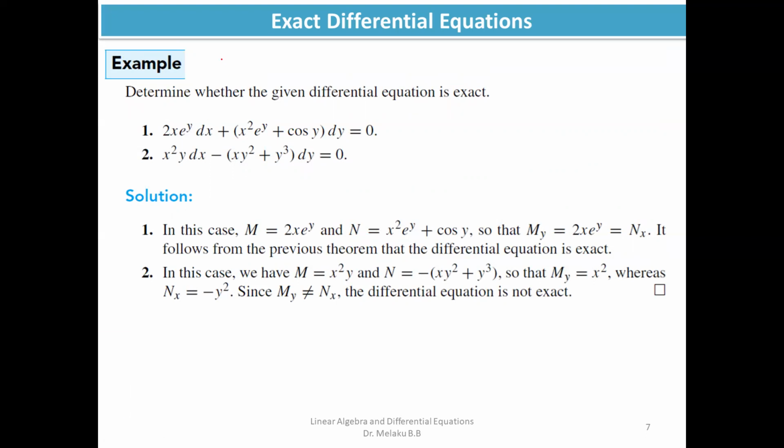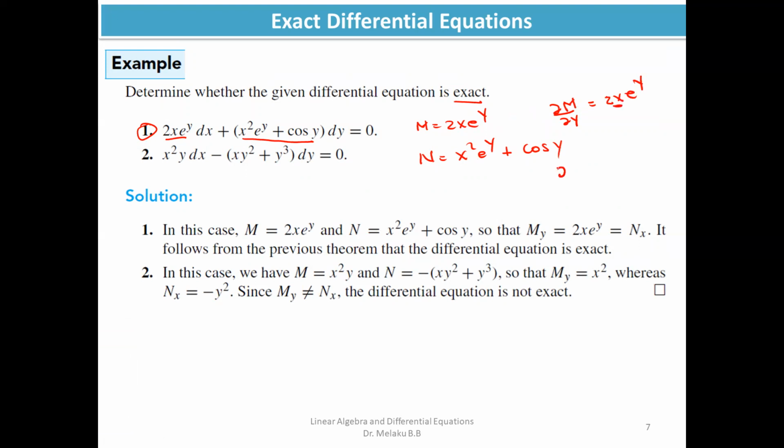Let's see it. Determine whether the given equation is exact or not. What is our M? M is here, and our N is this one. So M is 2x e raised y, and N is simply x squared e raised y plus cos y. Let's check. If it is exact, we have to check that partial of M with respect to y is what? This is 2x e raised y, because x will be treated as constant.